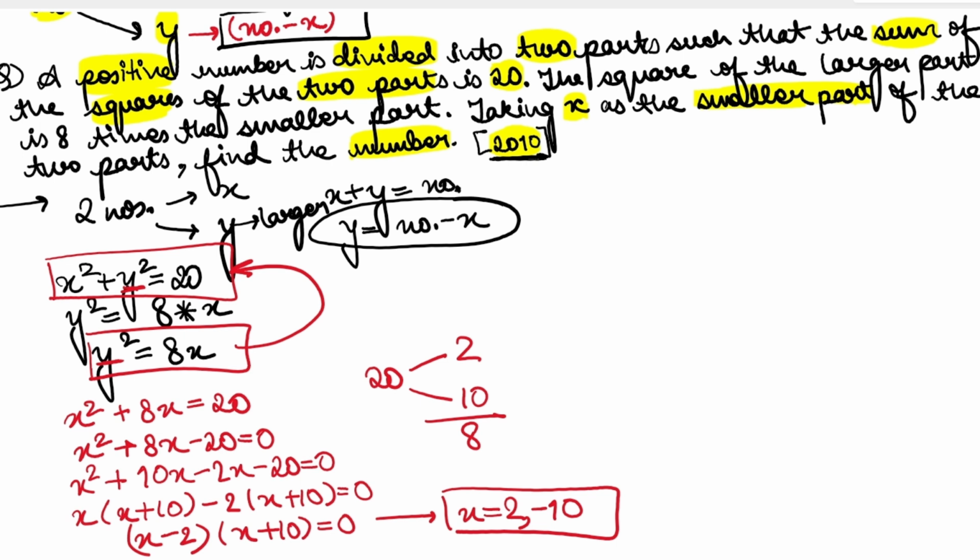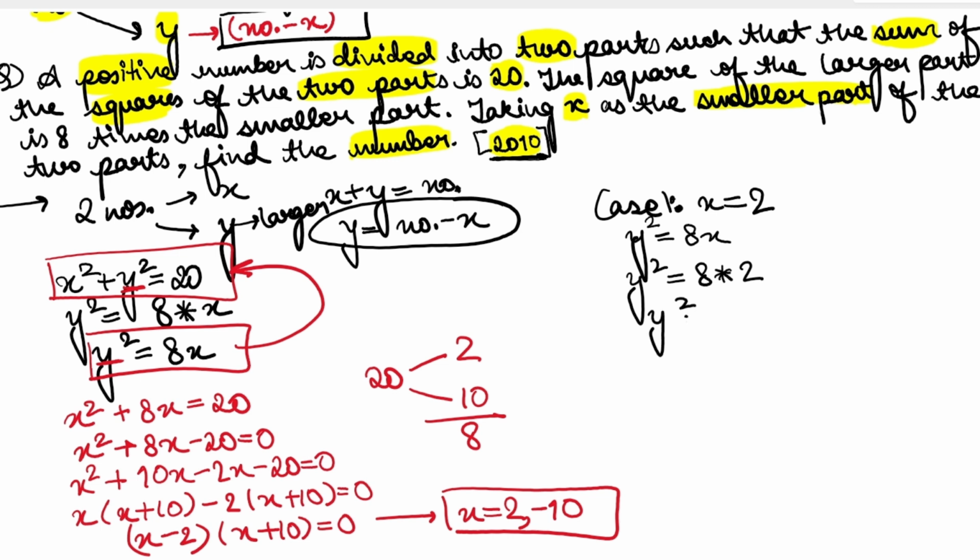Okay. Now because we need to find both values, correct, we have got the value of x. So we can take case 1. In case 1, x is equal to 2. So y becomes equal to what? We have the equation y square is equal to 8x. So we can write it as y square is equal to 8 into 2, which becomes y square is equal to 16. So y becomes equal to 4. So the first answer is x is equal to 2 and y is equal to 4.